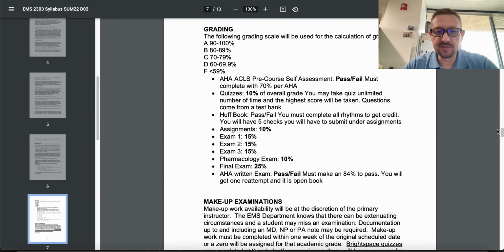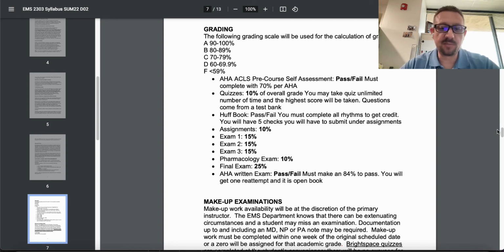Here's a list of all the things that need to get done for our grading. So this is what's inputted into our gradebook. The AHA-ACLS pre-course self-assessment is a pass-fail because it's a requirement for ACLS, so it doesn't have a big impact on your overall grade. All the quizzes together will make up 10% or 1-letter grade of your overall grade.